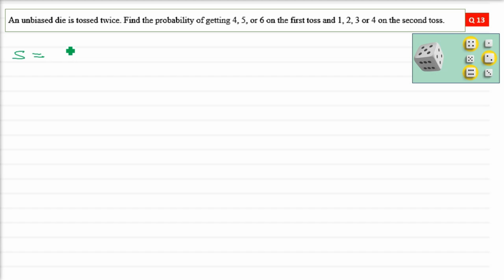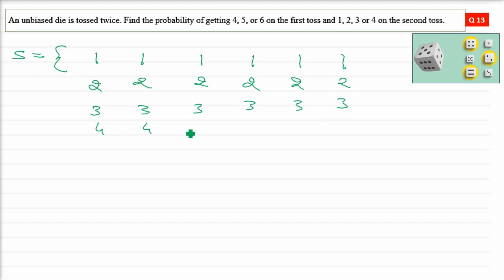See, if I have to write the sample space, I have to see how many marks the question carries. If it is 1 or 2, you don't write this. But if the question takes the weightage of more than 2 marks, just make this: 1, 1, 1, 1, 1, 1, 6 times in the first row, 2, 2, 2, 2, 2, 2, 6 times in the second row, 3, 3, 3, 3, 3, 3, 6 times in the third row, 4, 4, 4, 4, 4, 4, 6 times in the fourth row, 5, 5, 5, 5, 5, 5, 6 times in the fifth row, 6, 6, 6, 6, 6, 6, 6 times in the last row.